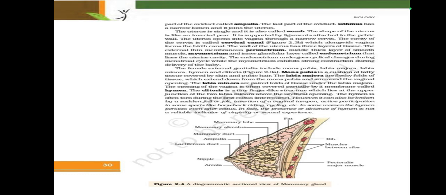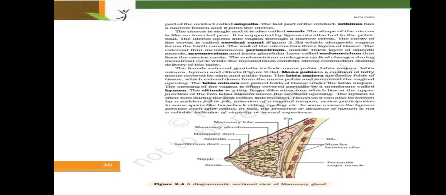The wall of the uterus has 3 layers of tissues: the external thin membrane, perimetrium; the middle thick layer of smooth muscle, myometrium; and the inner glandular layer called endometrium that lines the uterine cavity. The endometrium undergoes cyclical changes during the menstrual cycle, while the myometrium exhibits strong contraction during delivery of the baby.